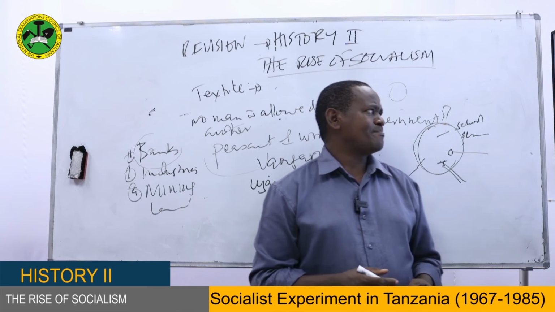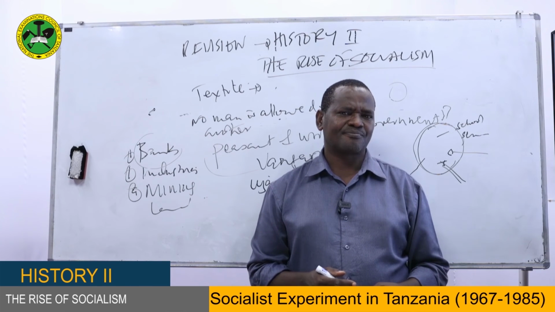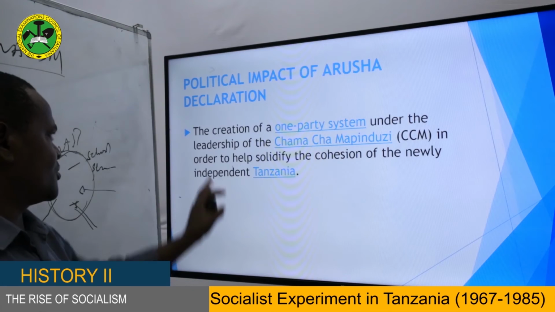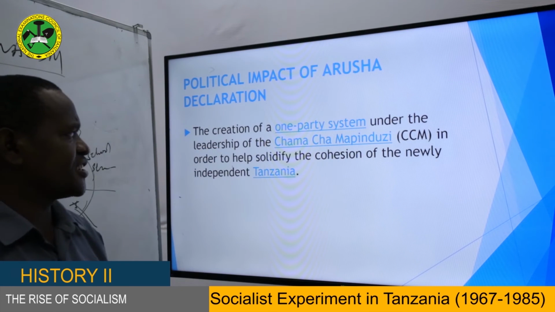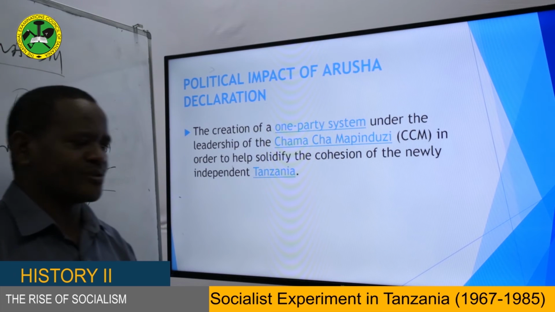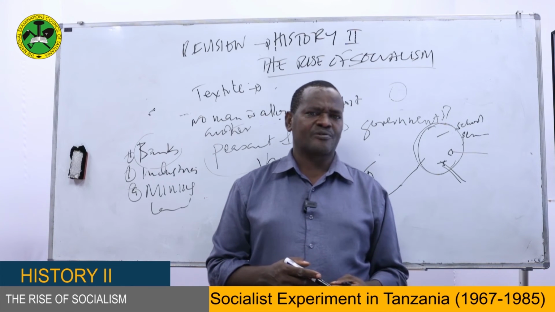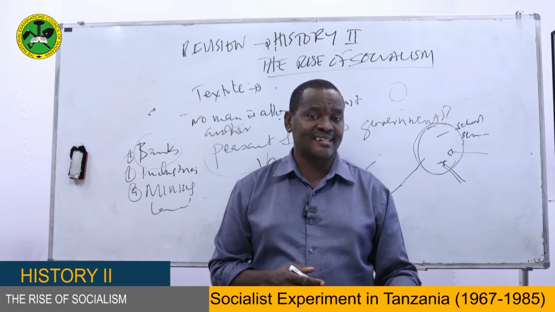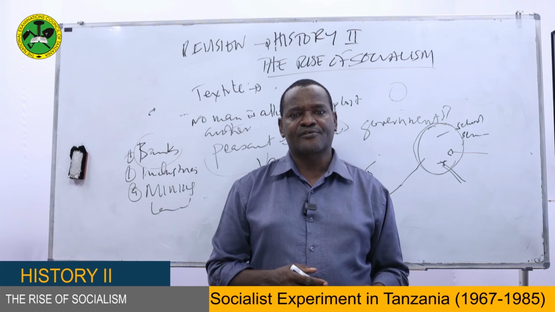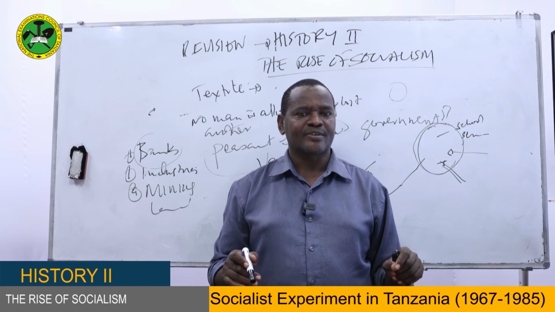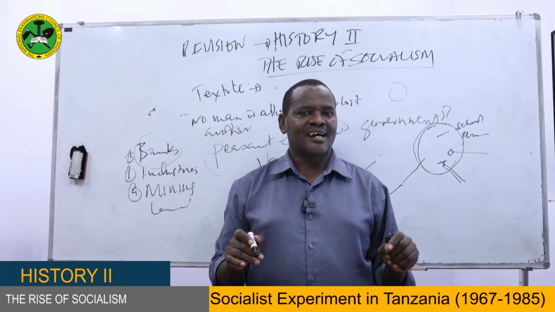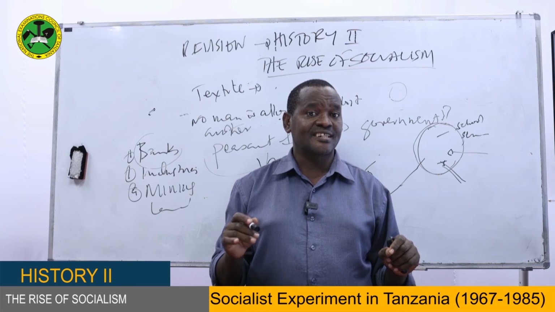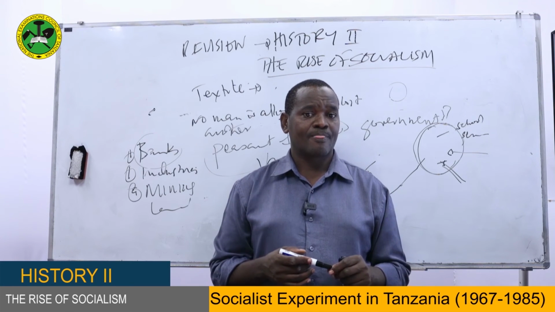Let's now go to the political impact of the Arusha Declaration. What political impact did the Arusha Declaration have on this country? The first was the creation of one party and the leadership of Chama cha Mapinduzi. There was the transformation, of course, done earlier in 1965, but the Arusha Declaration cemented that transformation from a multi-party system to a single-party system. And it was then said that Tanzania is going to have one political party, and that political party was TANU, which in 1977 was converted to become CCM.